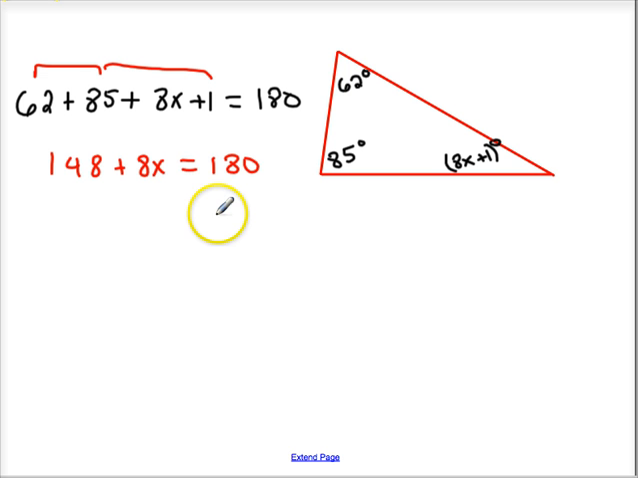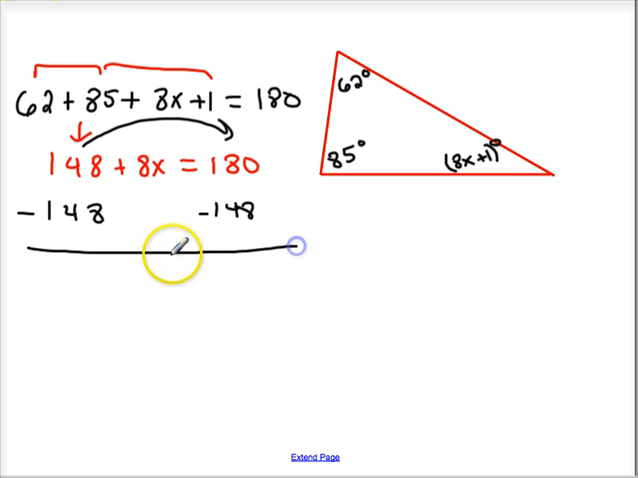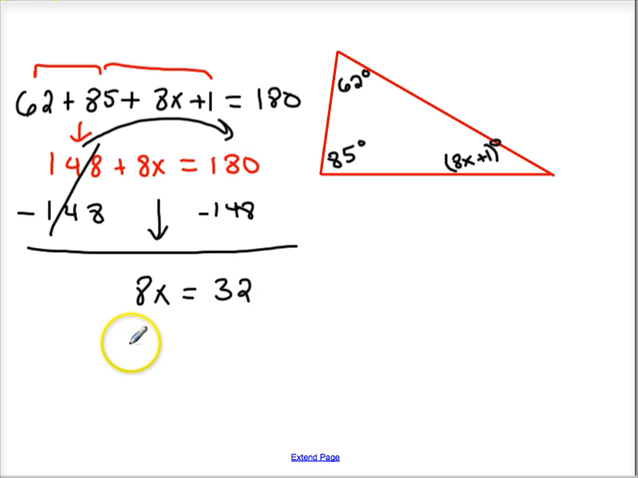Now we must solve for x. Let's get everything that does not have an x on the other side of the equation. In this case we can see that 148 does not have an x, so let's bring the 148 to the opposite side. Let's subtract 148 from both sides of the equation. 148 minus 148, 0, bringing down my 8x. 8x equals 180 minus 148, and you get an answer of 32. One last step, divide both sides by 8.